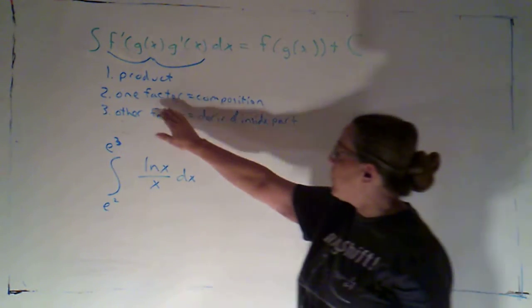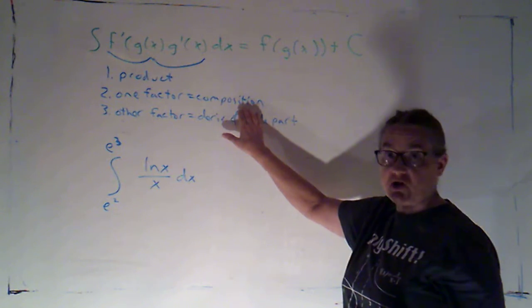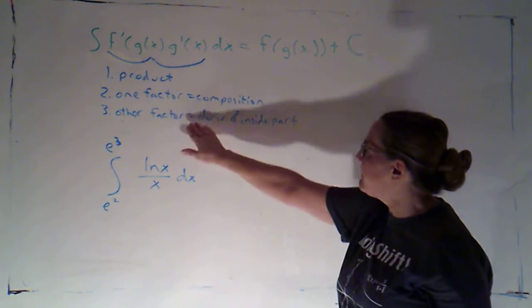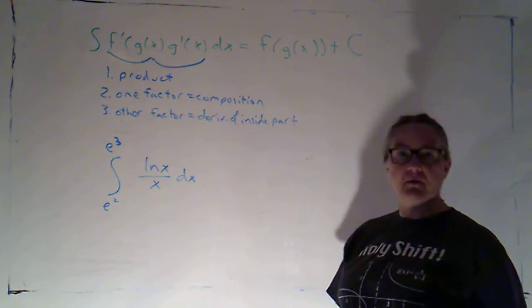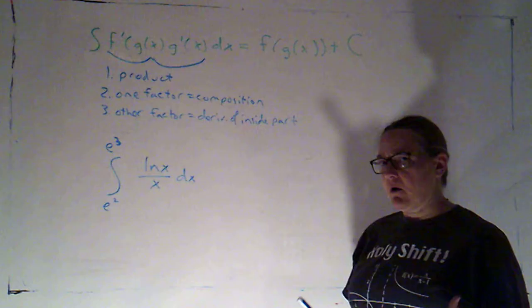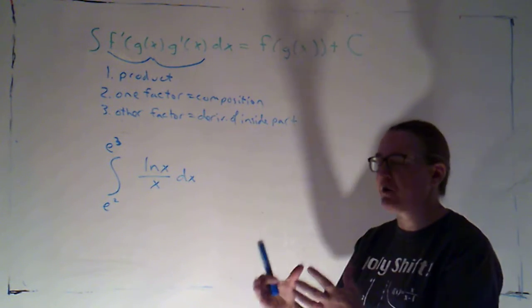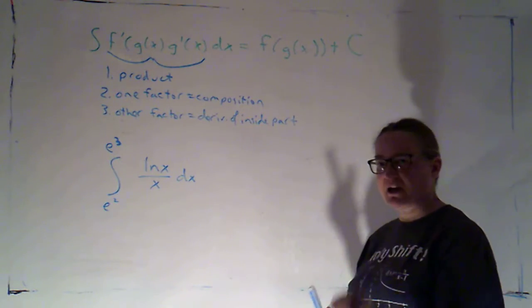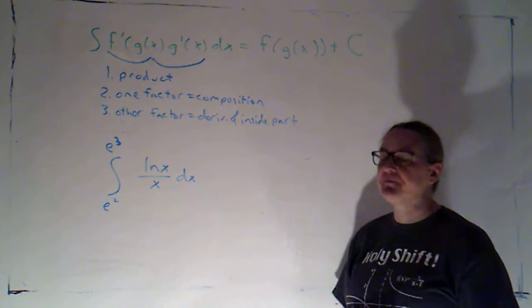The second is that one of those factors is going to be a composition. That'll be the f prime evaluated at g of x. And then the third clue was that the other factor is the derivative of the inside part. Okay. So up until now, all of the problems that we've done, we've had a perfect match. The integrand was exactly what we would get if we applied chain rule to a function composition.